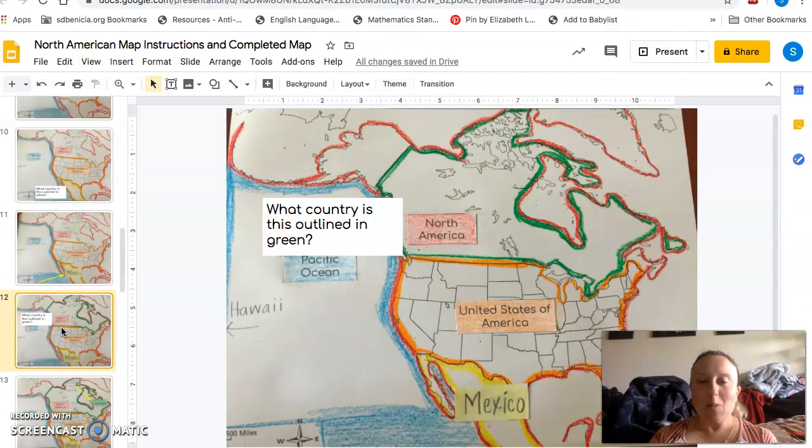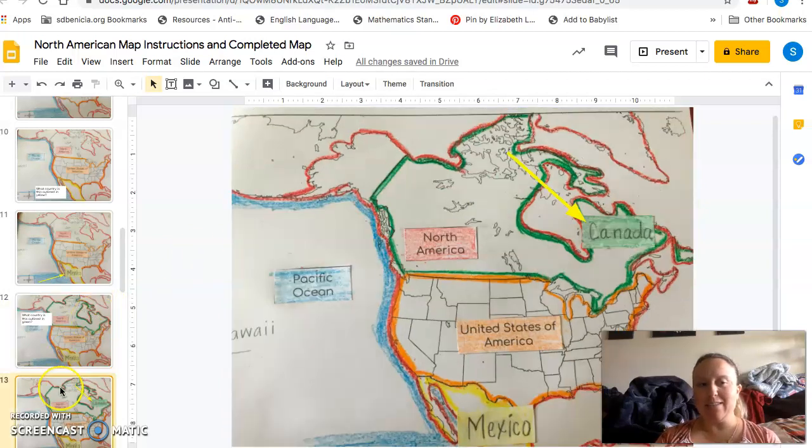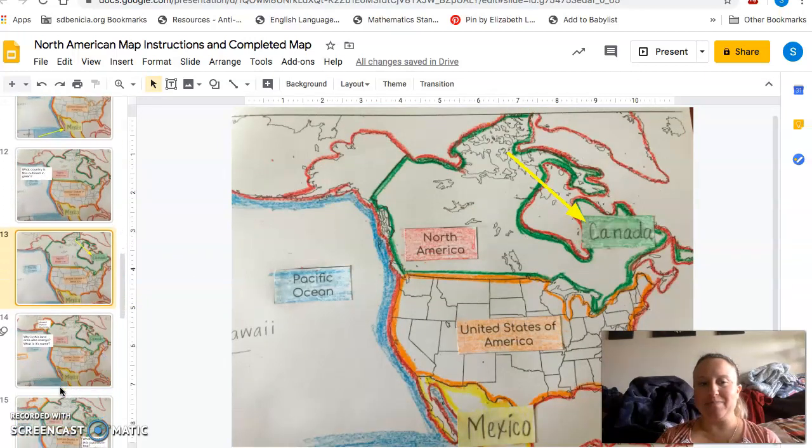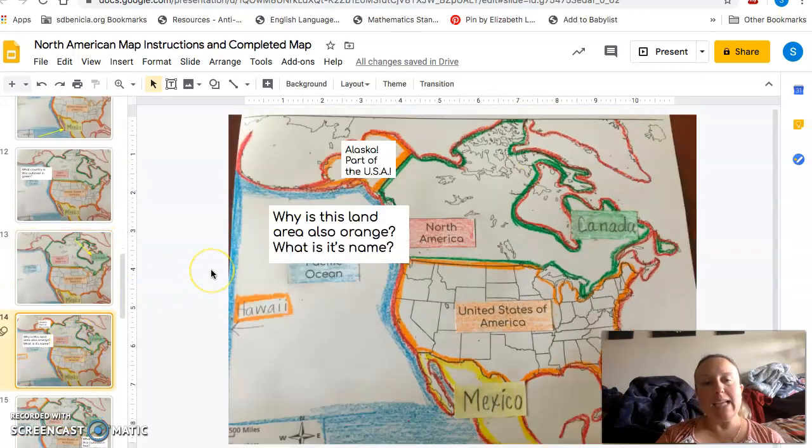Let's keep going. What country is this outlined in green? Now, these are a bunch of little islands, so Mrs. Smith just made a big loop around them because trying to outline all of those little islands would be very difficult. Okay, so remember to pause me and think about it. It is Canada. Why is this land area also orange? Right here. What is its name? It is Alaska, which is part of the United States of America. So even though it is actually up here, and it is not touching the continental United States, it is still part of the United States.